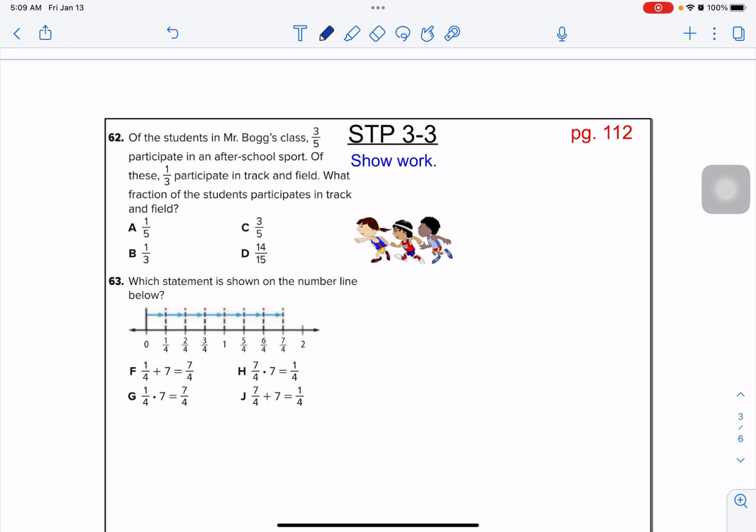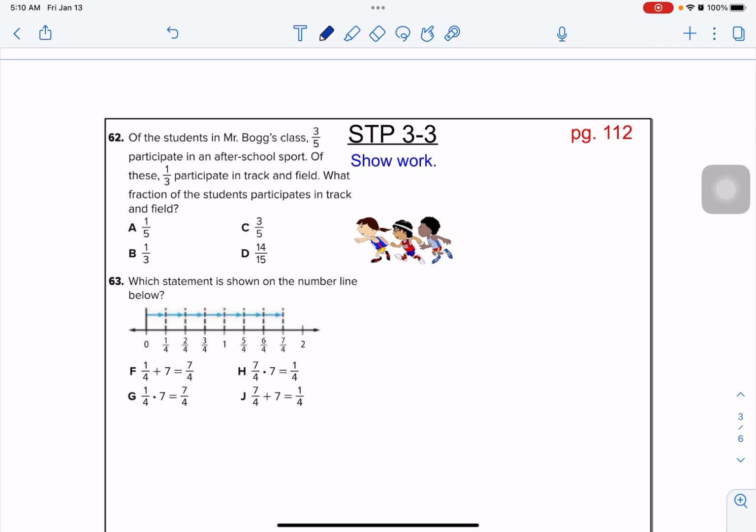Hello, 7th graders. Today we're going to take a look at STP 3.3, word problems with multiplying fractions. You may want to take some notes on these on a separate sheet of paper. That may help you with assessments we do in the future.